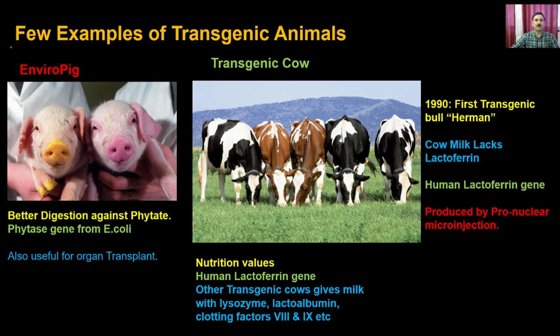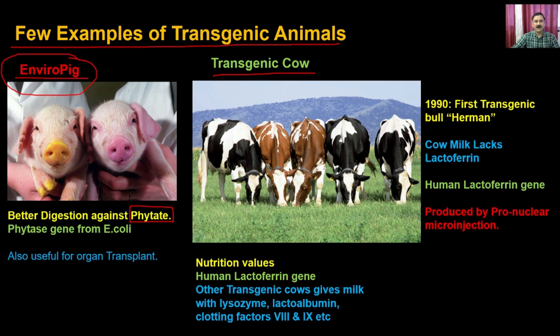Then you have a few more examples, like the Enviropig and transgenic cows. Enviropigs are transgenic pigs. When pigs take a diet like green grasses and other kinds of diet, that diet has a compound called phytate. These pigs are not very good at digesting this phytate.